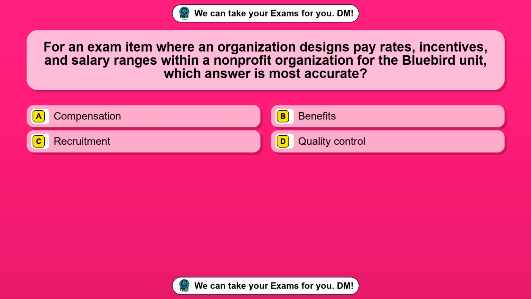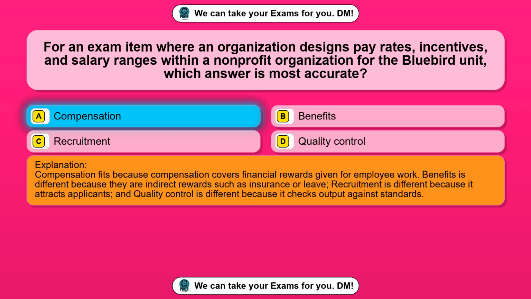Option A, compensation. Option B, benefits. Option C, recruitment. Option D, quality control. The correct answer is option A, compensation. Compensation fits because compensation covers financial rewards given for employee work. Benefits is different because they are indirect rewards such as insurance or leave.